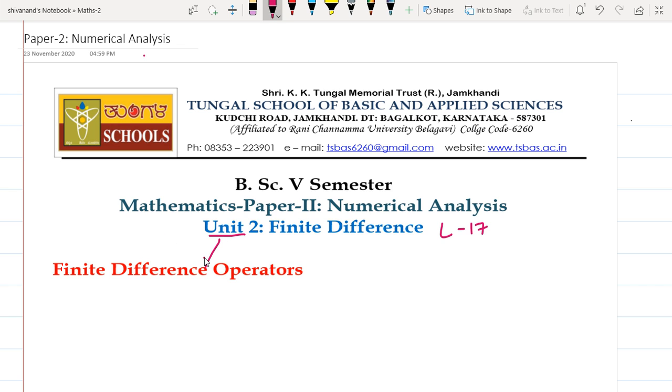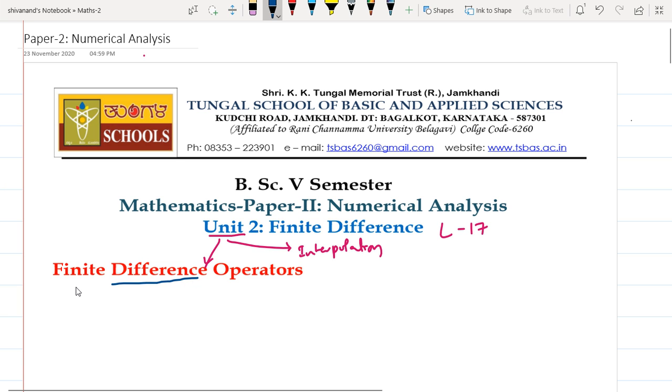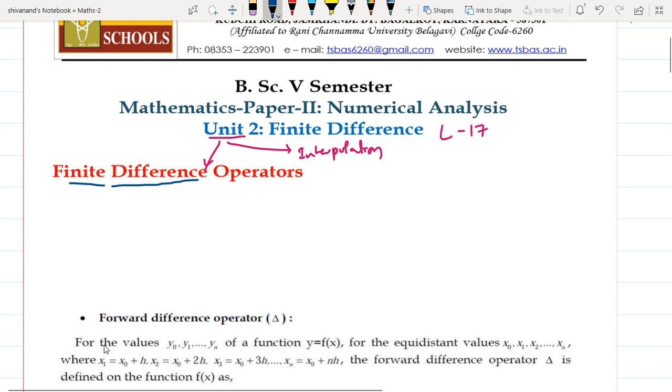This unit 2 comprises finite difference operators as well as interpolation. There are two topics in unit 2. One is finite difference, and the second one is interpolation. So we are going to deal with interpolation later and finite difference now. This finite difference is a very elementary thing, put in a systematic manner.